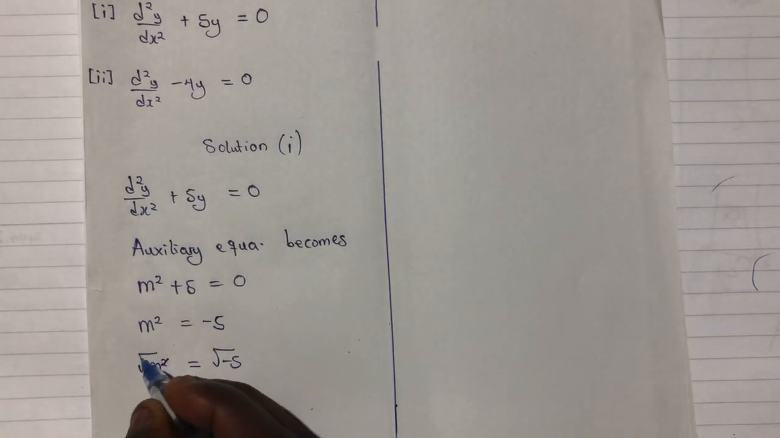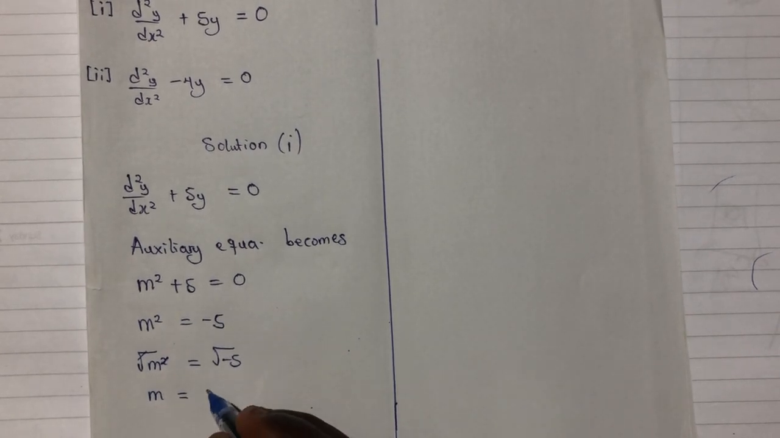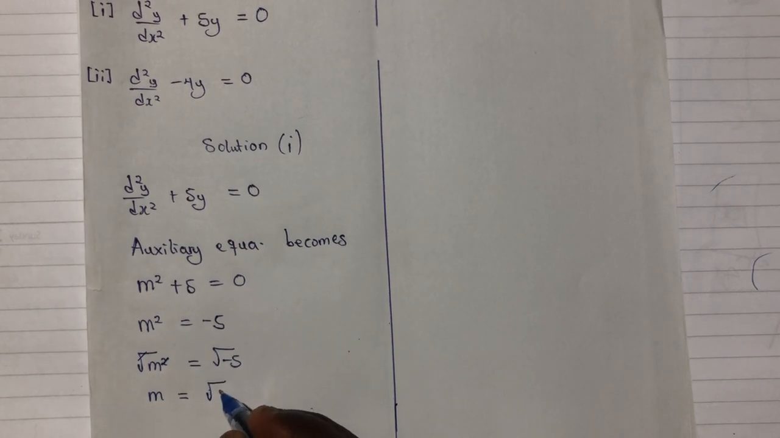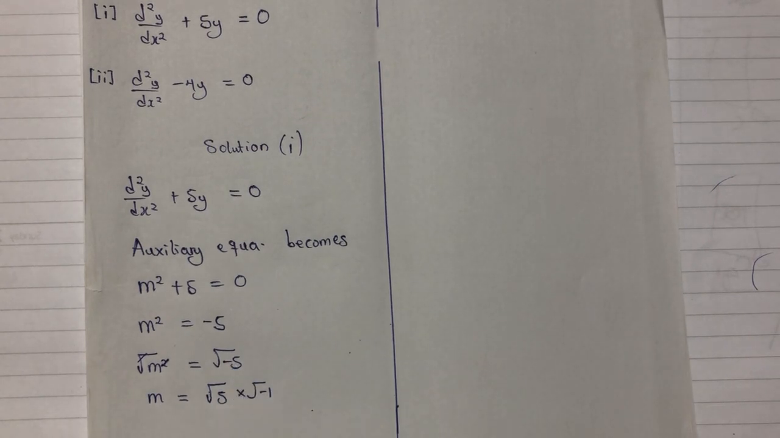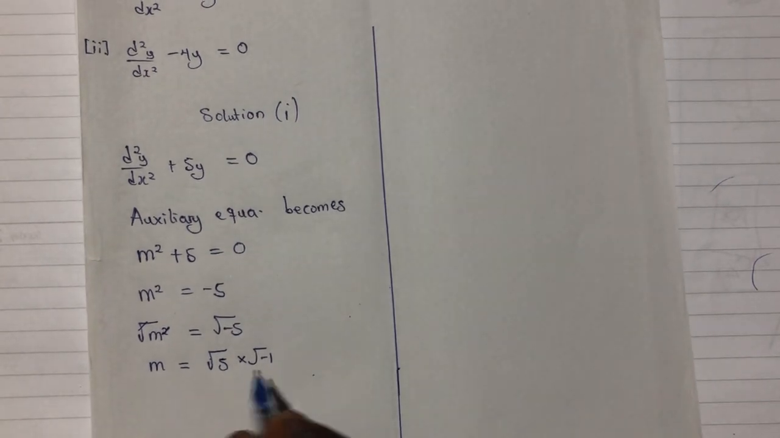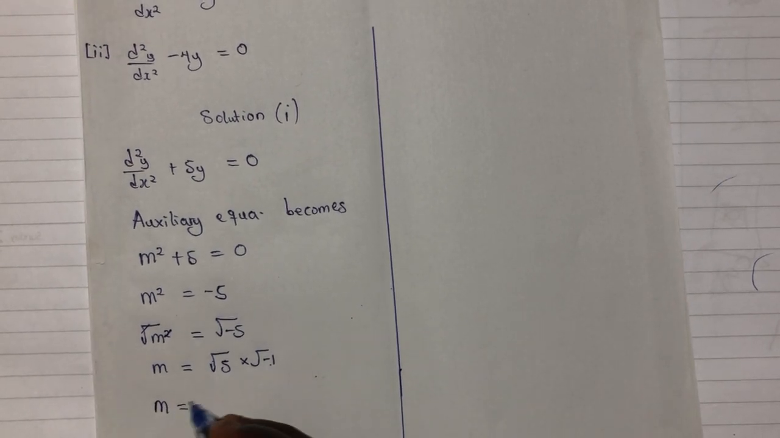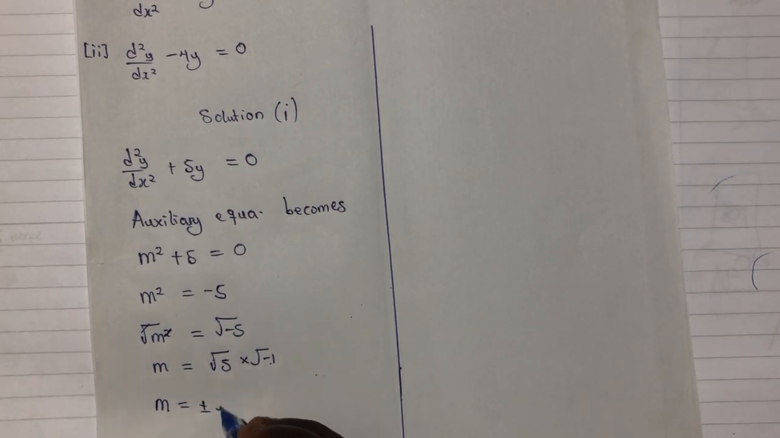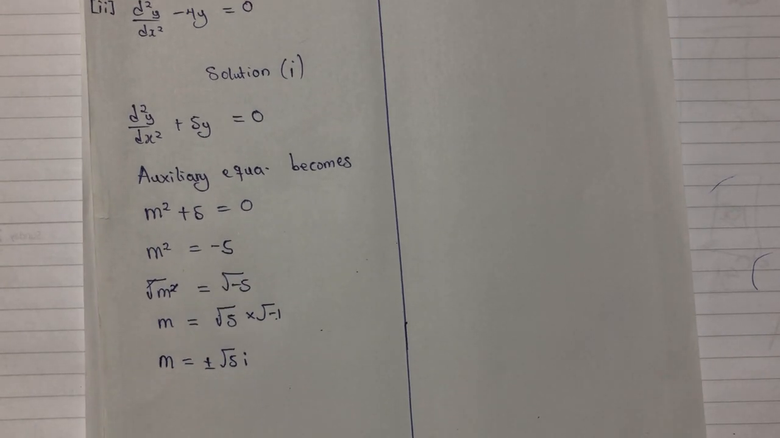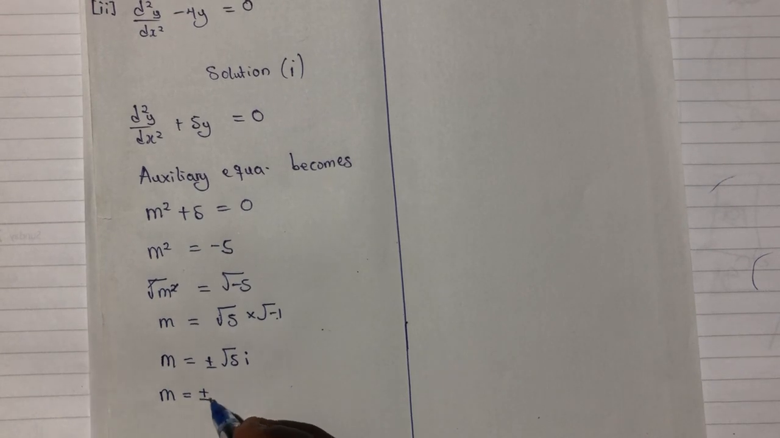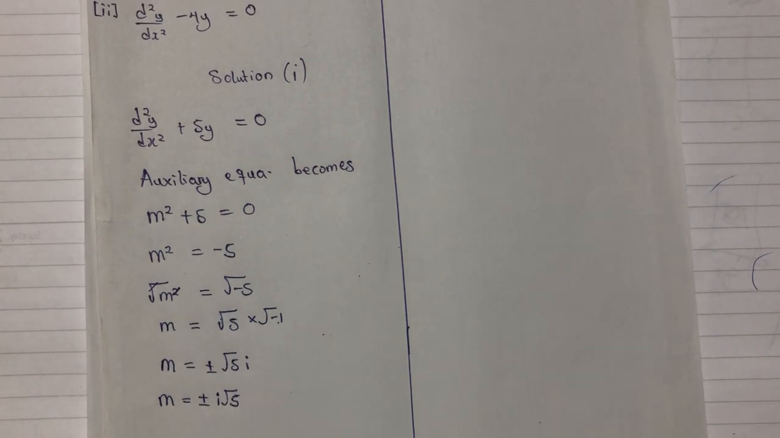I need m, so this will take care of this. I'm getting m equals the root of 5 times the root of minus 1. Then the root of minus 1 is the same as the complex notation i. So I have m equals plus or minus root 5 i. So I can rewrite this by saying m equals plus or minus i root 5. There's no need for you to change this to decimal notation.